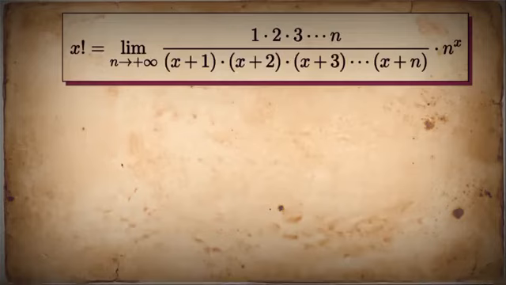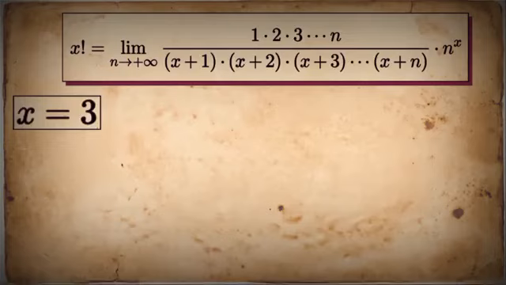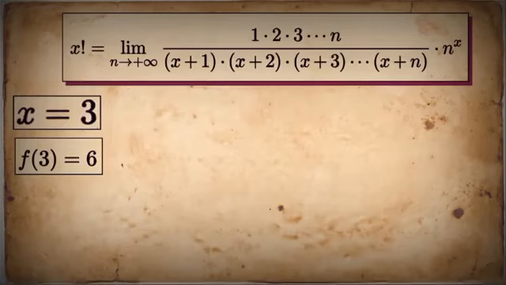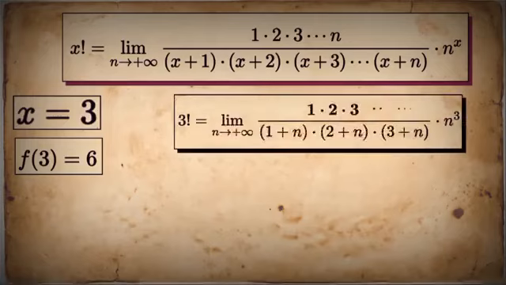Let us first verify the formula at a known value. Set x equal to 3. The function should output 6, since 3 factorial is 1 times 2 times 3 equals 6. So we substitute 3 into the formula and check whether the limit produces 6.